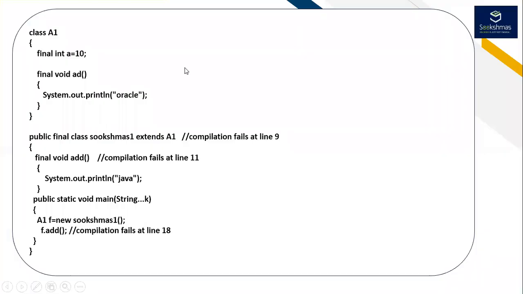And this is the next question, the third question, guys. Class A1 has final int a is equal to 10, and final void add, which prints Oracle. Here is one more class, a subclass, public final class Sukshmas1, that extends the base class called A1. And here we have a method final void ad. Okay, I'm trying to print Java, and execution of the program begins from the main method. I have created a reference of the parent class and an object of the derived class, the upcasting concept. With the help of the parent class reference f, I'm trying to call the method called add. So now predict the output of this code.